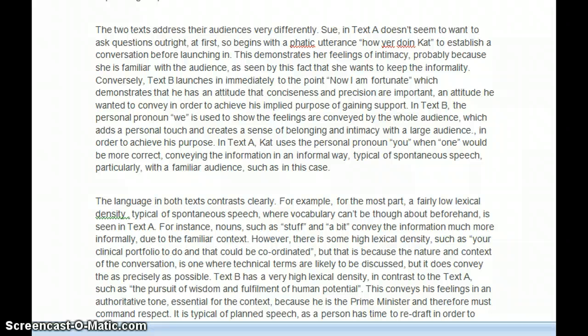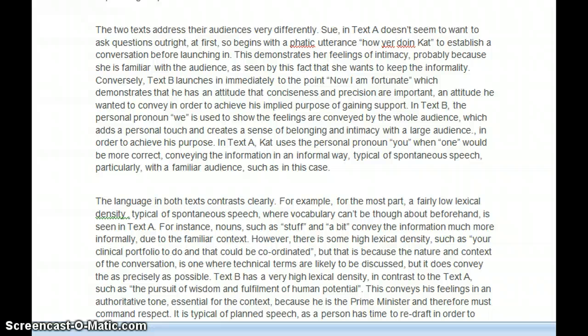This demonstrates her feelings of intimacy, probably because she's familiar with the audience. I think intimacy is a bit of a strange word there. They are just friends, I think. So just an informal situation might be quite good. And actually, when we've looked at this extract in class, it does seem rather awkward and less intimate. Okay, so I think you need to get that element in there from the start. It's looked at phatic utterance, but hasn't really addressed anything else just yet.